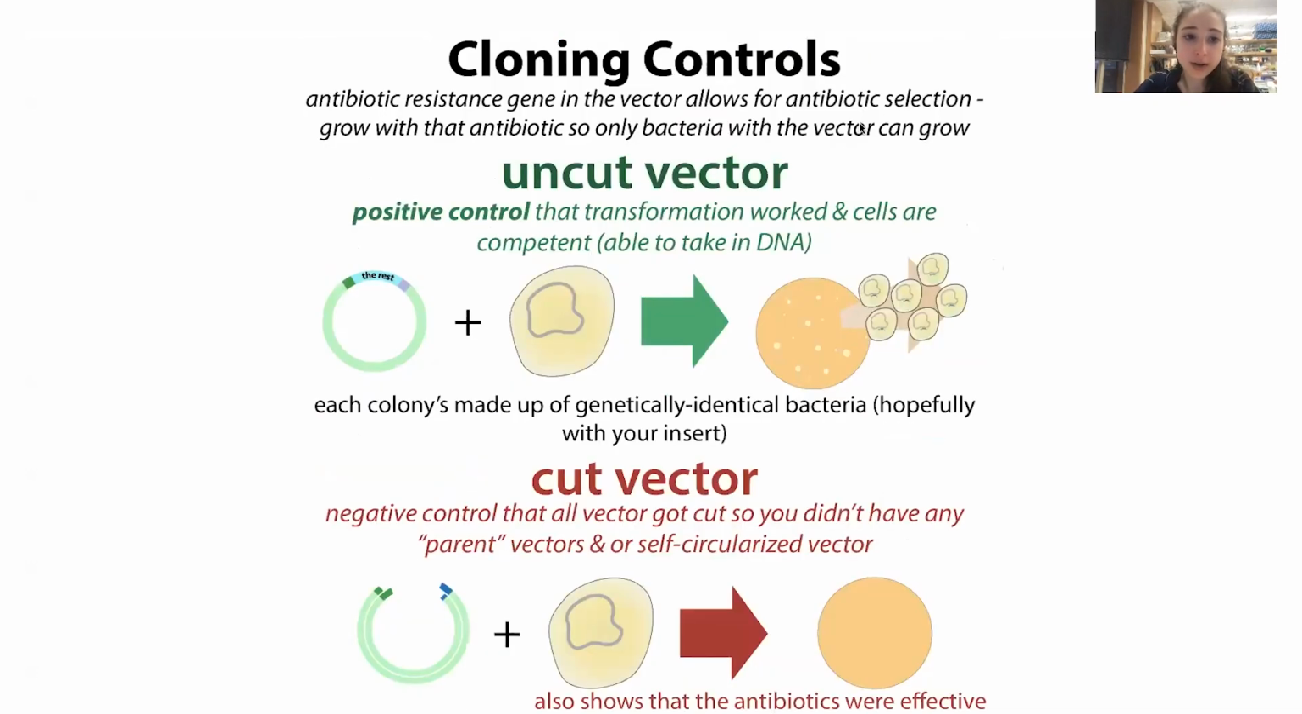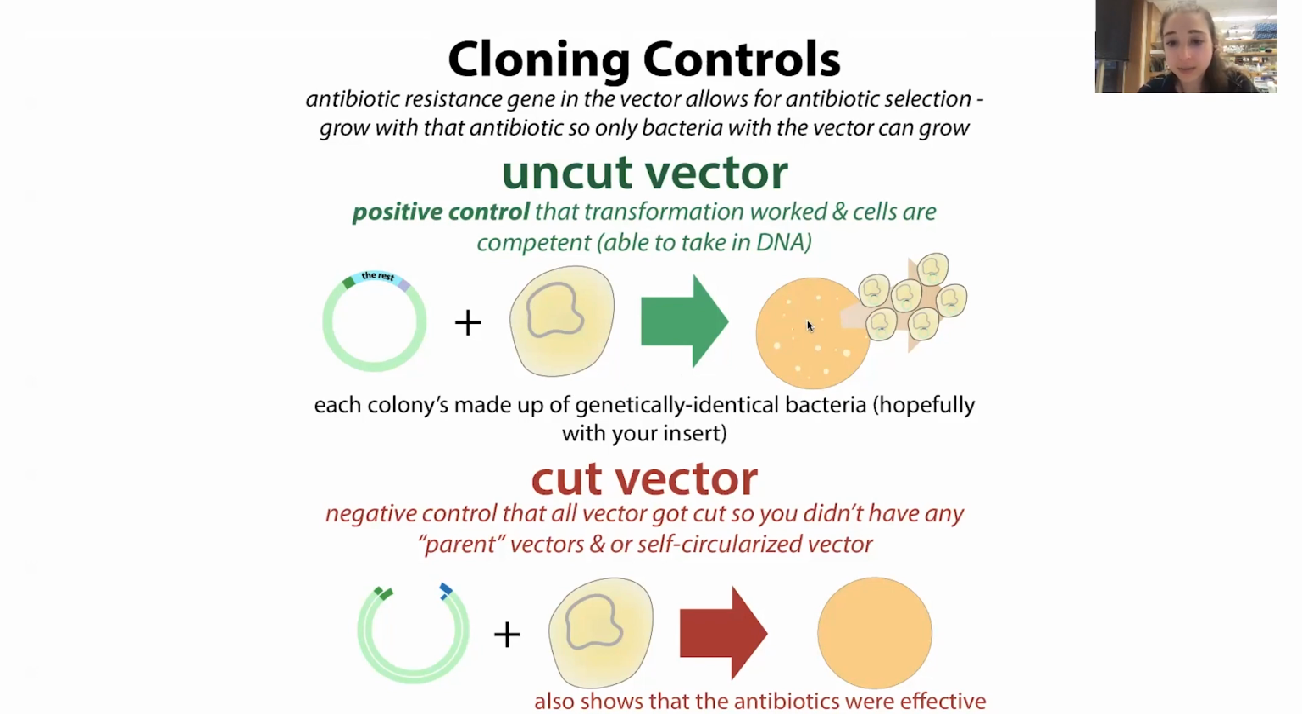Speaking of controls, when you're doing restriction cloning, you also want to do some controls to make sure that the parts you do after the cloning worked. Typically these plasmids have an antibiotic resistance gene that you're using to select for bacteria that actually took in your plasmid. You want to use an uncut vector as a positive control that this transformation actually works, so you actually got this into the cells, and these cells are competent, so they were able to take in the DNA.